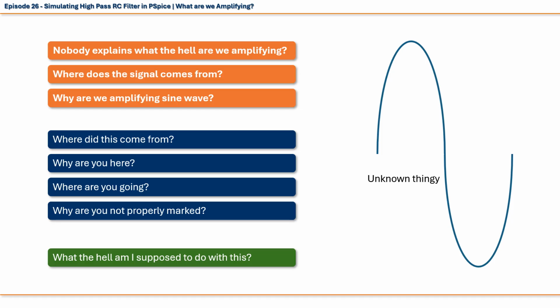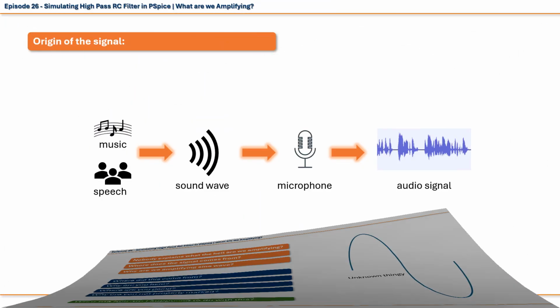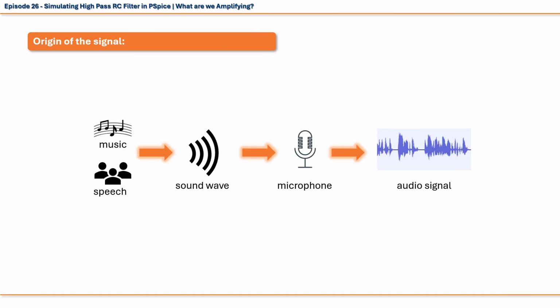Now, let's dispense with this stupidity once and for all, and define where the signal comes from, why we are amplifying it, and why it is always a sine wave in every tutorial. The origin of the signal.